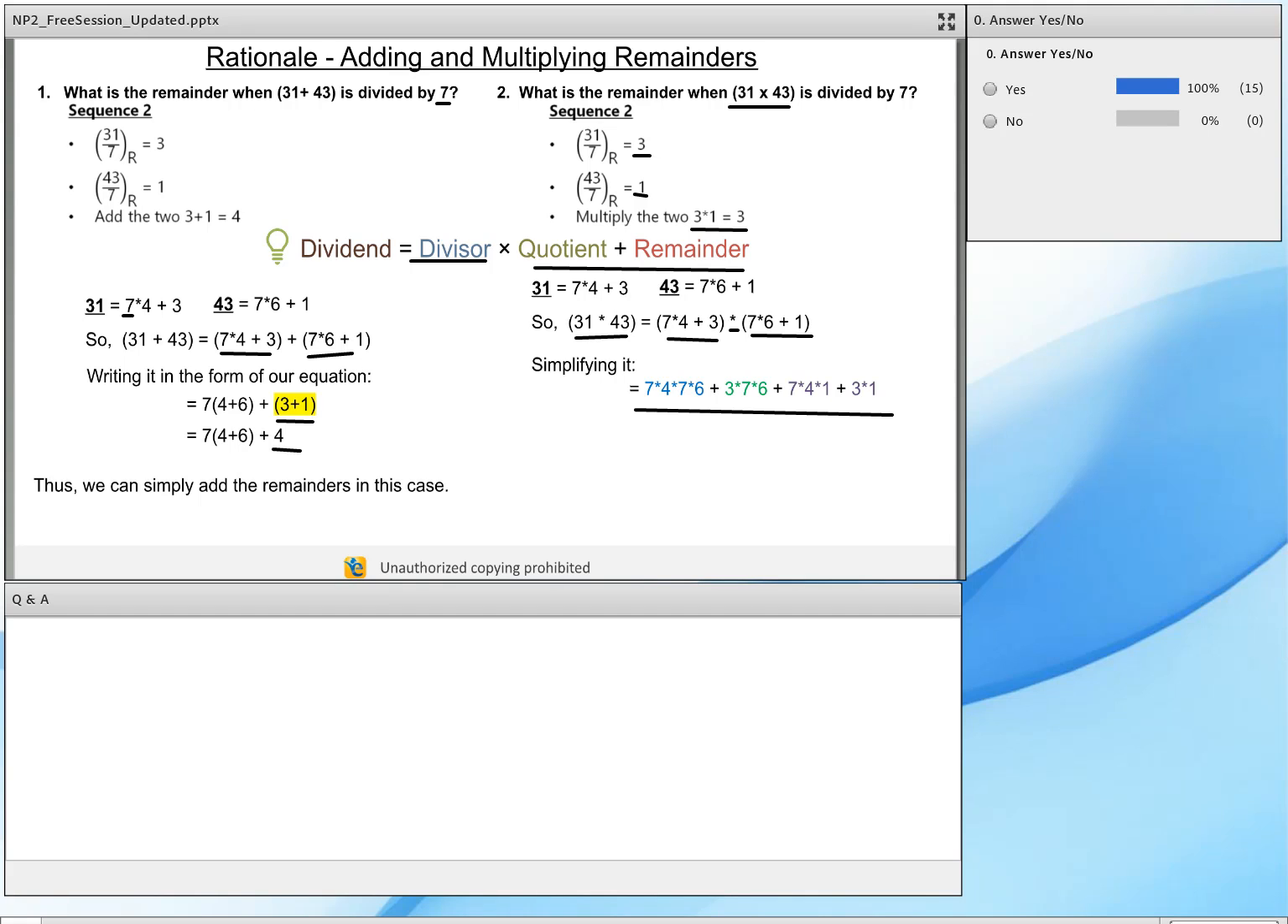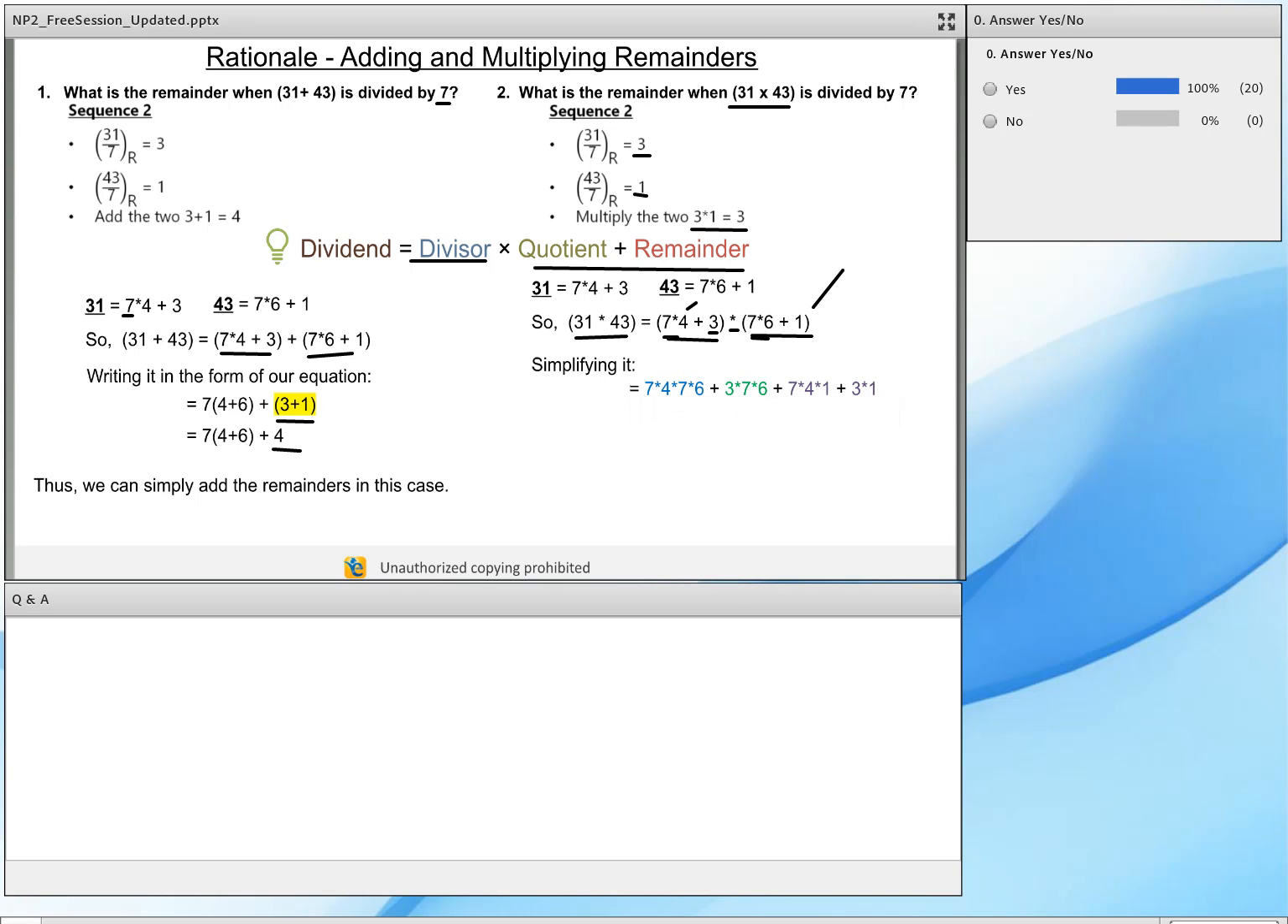So you get 7 times 4 times 7 times 6, which is term 1 over here multiplied by term 1 over here. Then you take 3 and multiply it by 7 times 6. Then you take 1 over here and multiply this by 7 times 4, which is how you get this term. And then you multiply the last two terms. Okay, so this is simply how you open a bracket and multiply the terms.